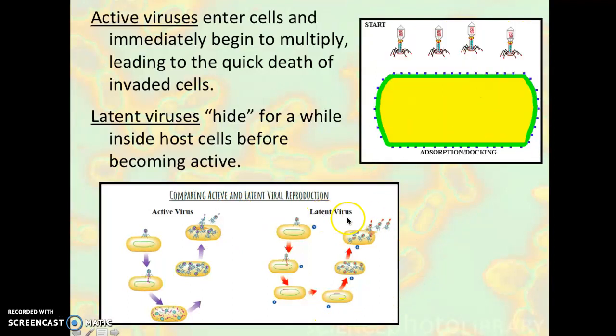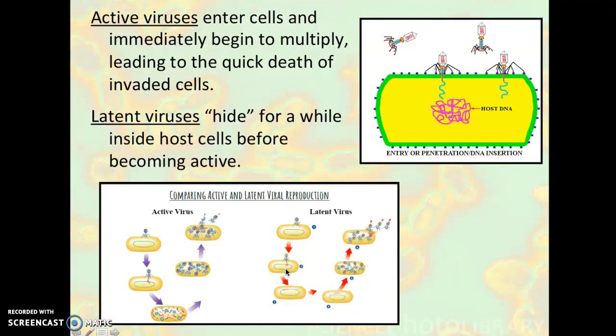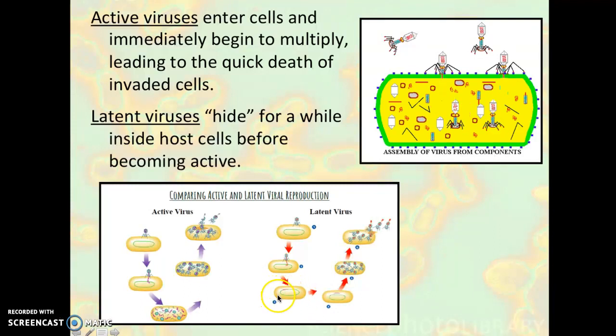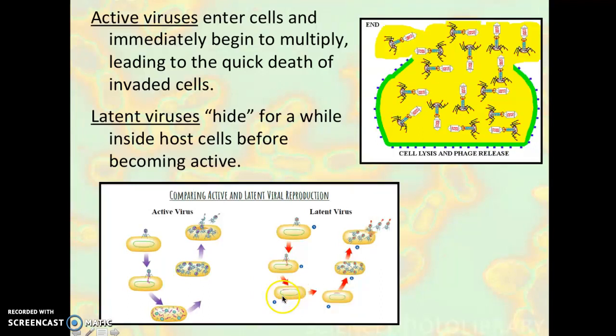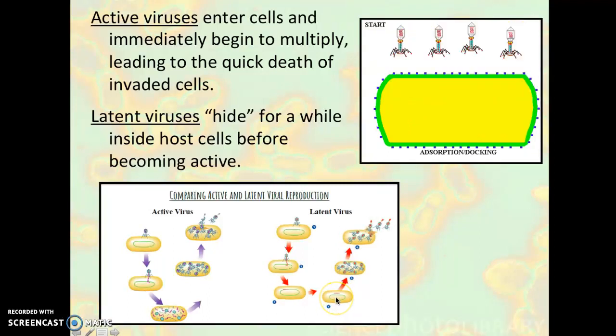All right, a latent virus, again, lays dormant for a little while. So same few steps at the beginning, the virus attaches to the cell. The virus inserts the genetic information. At this point, the genetic material just merges with the genetic material within the cell. And so you have that genetic material just sitting there for a little while until something happens to allow for that virus to replicate and go ahead and spread to other cells.